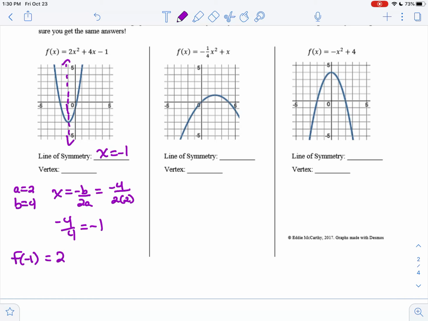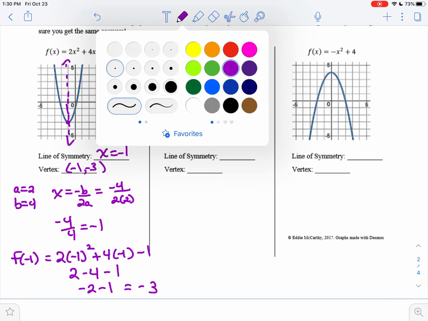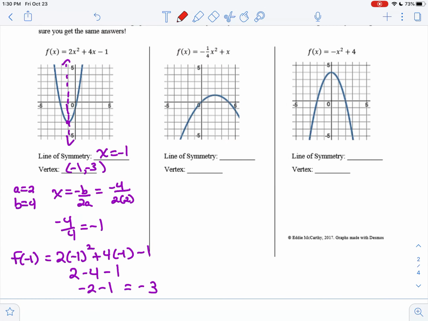Okay, so we can verify it with the graph. Now to find the vertex, we plug in -1. So we want f of -1, which will be 2 times -1 squared plus 4 times -1 minus 1. So that is 2 times 1, which is 2, plus 4 times -1, which is -4, minus 1. So -2 minus 1 equals -3. So our vertex is -1, -3, which we can verify on the graph right there, -1, -3.